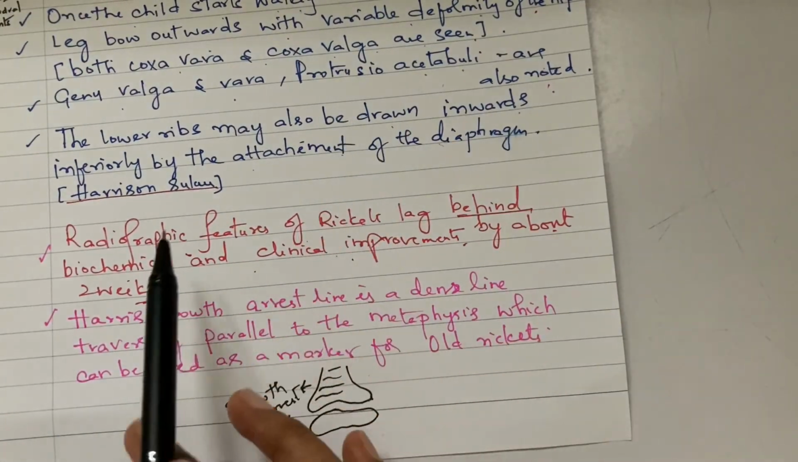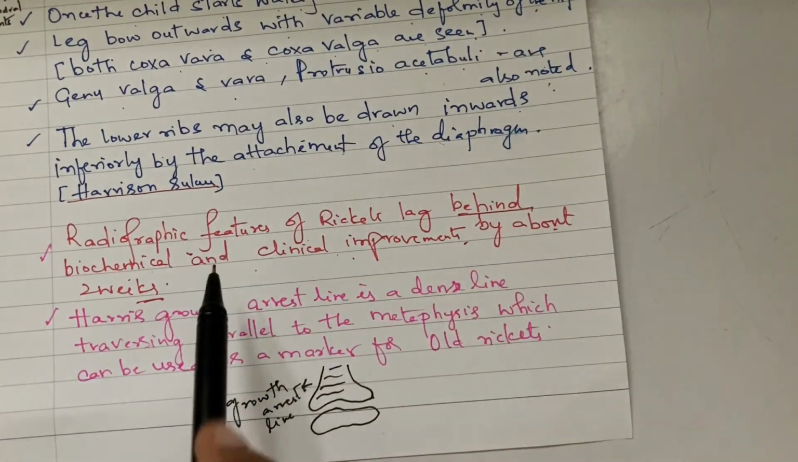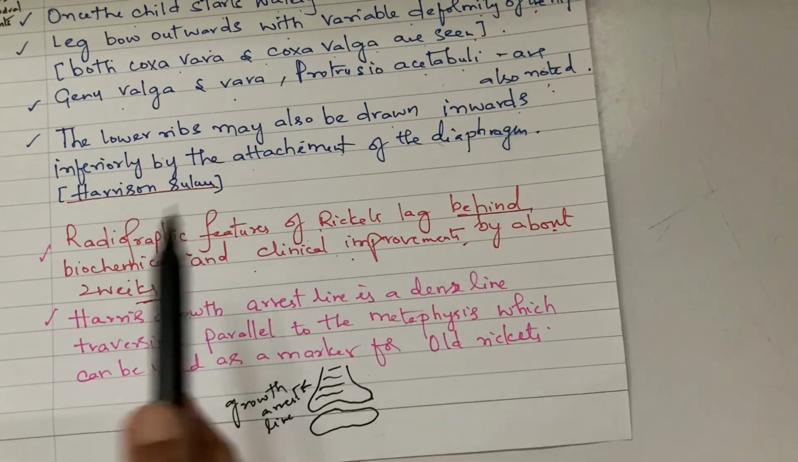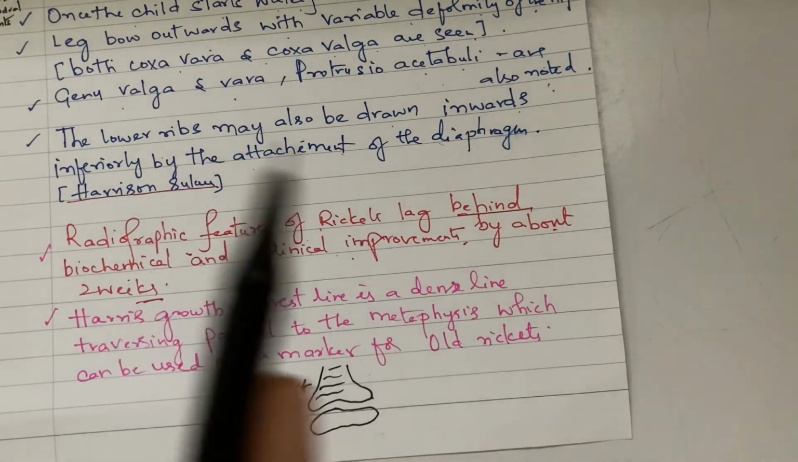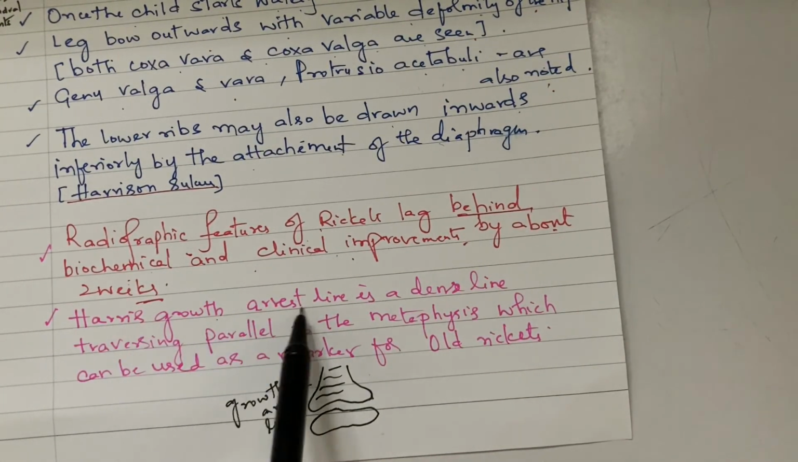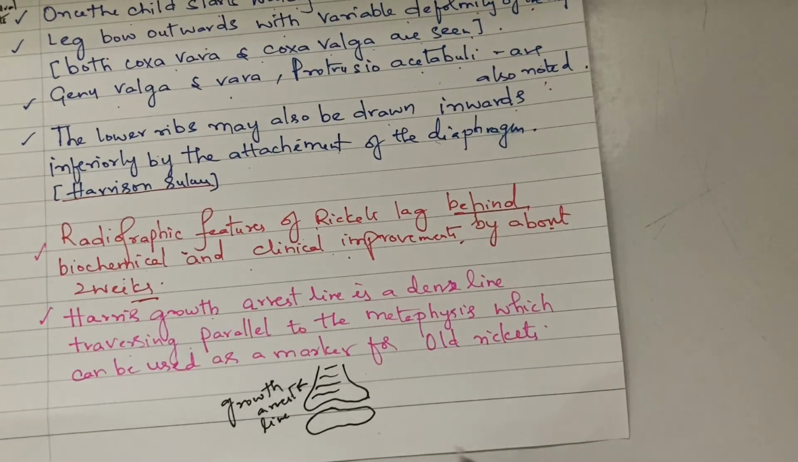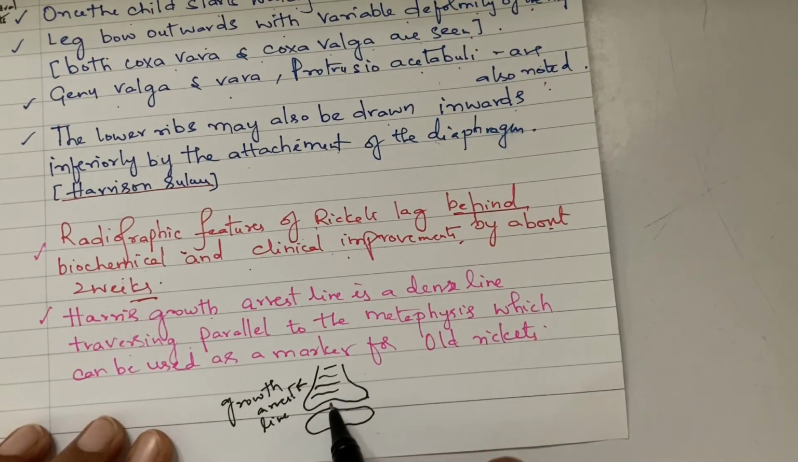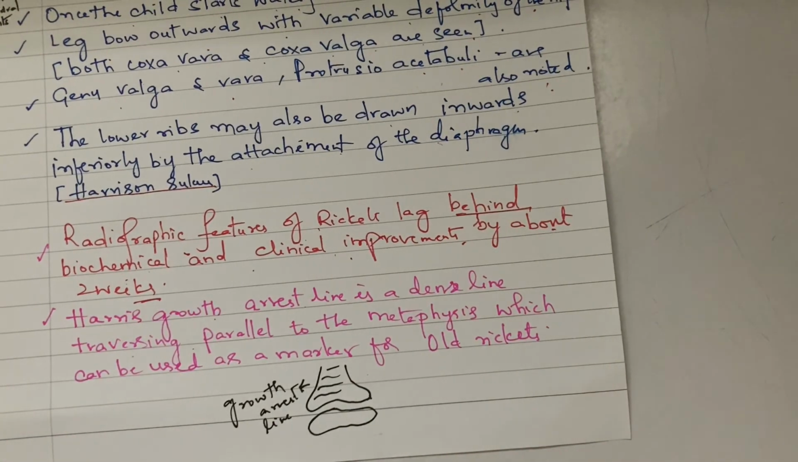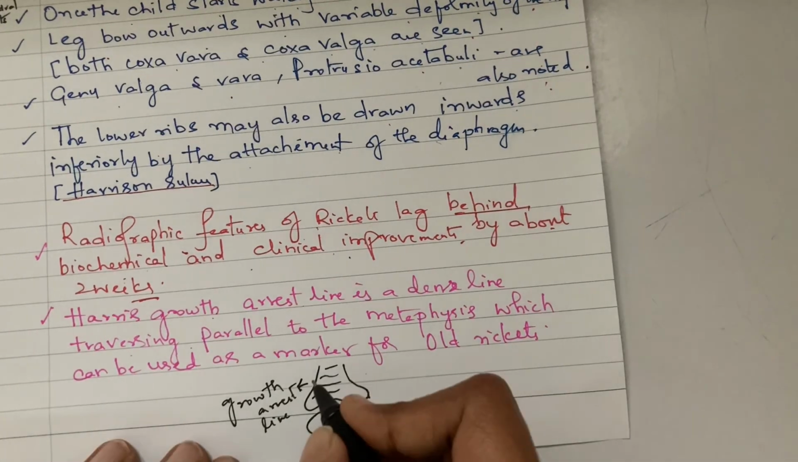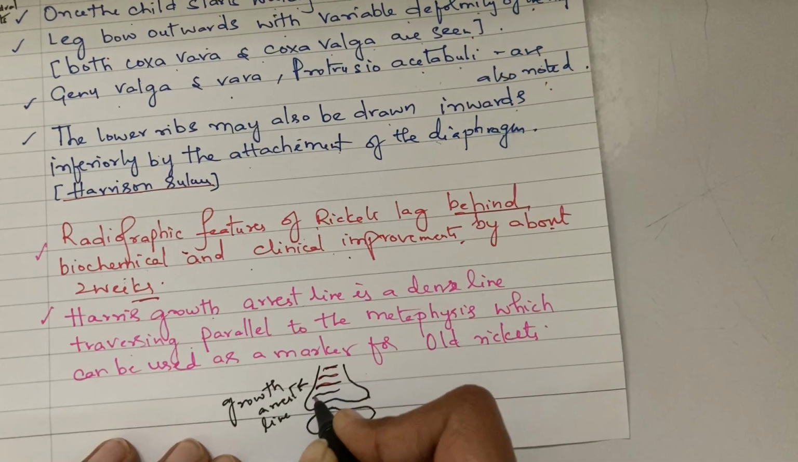Treatment will be there, but radiographic features take still 2 weeks time. So the rickets lag behind biochemical and clinical improvement by about 2 weeks. Growth arrest lines are dense lines traversing, parallel to the metaphysis. It can be used as a marker of old rickets. Patient had rickets, treatment has been given. After a few years, if you see, there will be growth arrest lines like this. So it's a marker of old rickets.